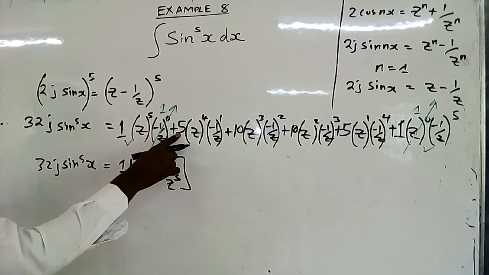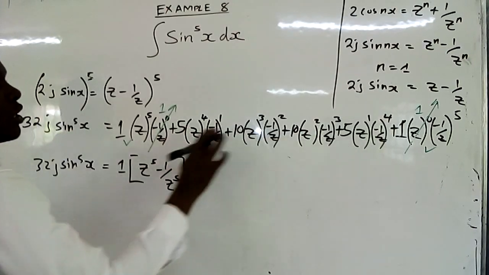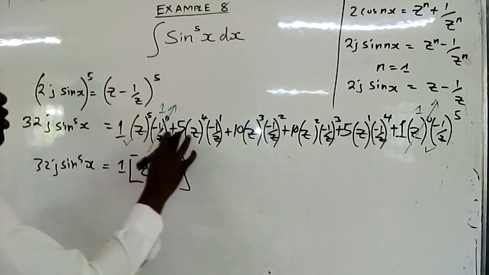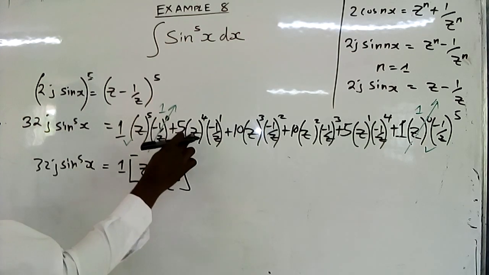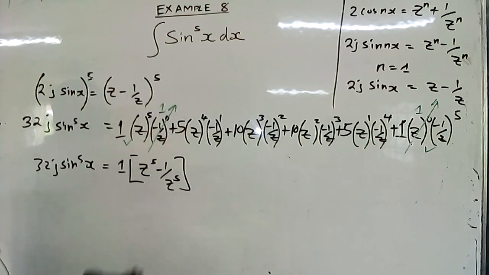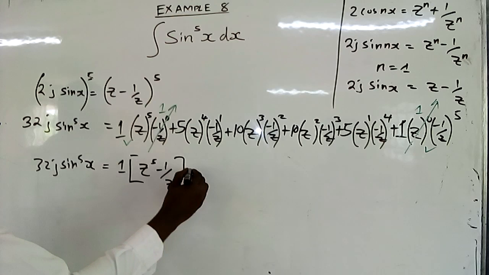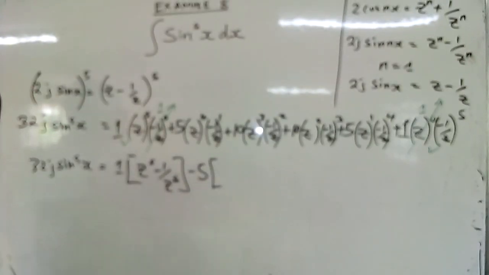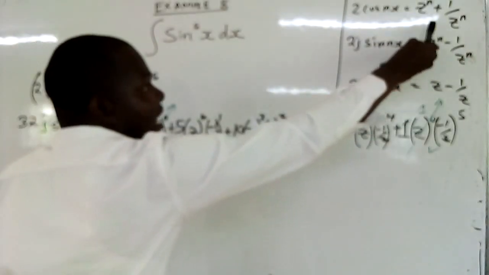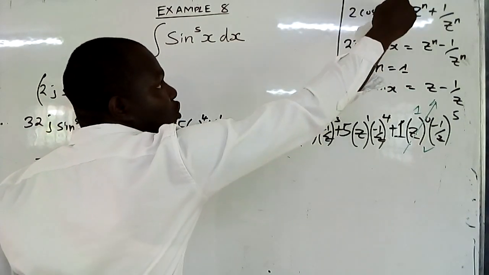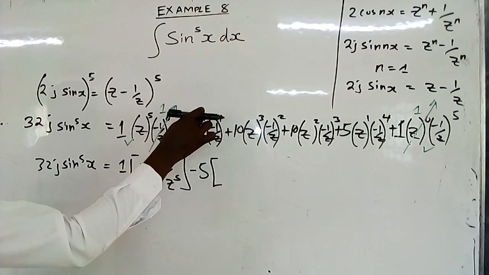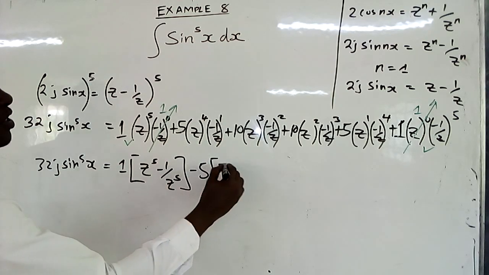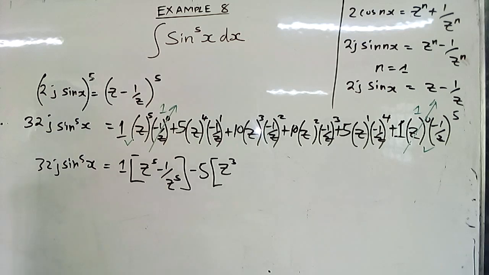Move to the next one. The ones with the coefficient of 5 together, isn't it? You put the ones with coefficient of 5 together. So look at this one. This is z raised to power 4, negative 1 raised to power 1 is negative, isn't it? So it means we have negative 5. You factorize negative 5 outside, because you know the coefficient of z is not negative. The z should not have a coefficient, isn't it? So you factorize out negative 5 outside. So z raised to power 4 divided by z raised to power 1, you remain with z raised to power 3, isn't it?